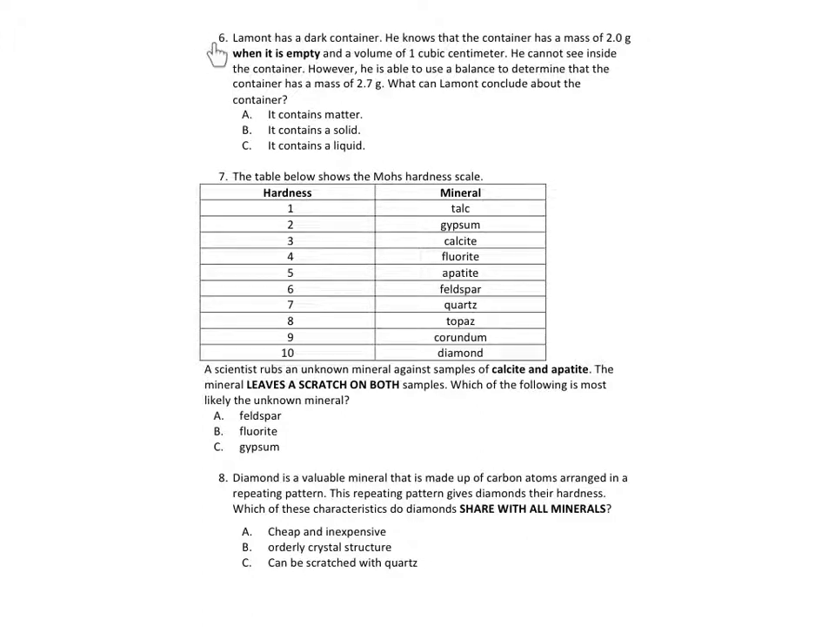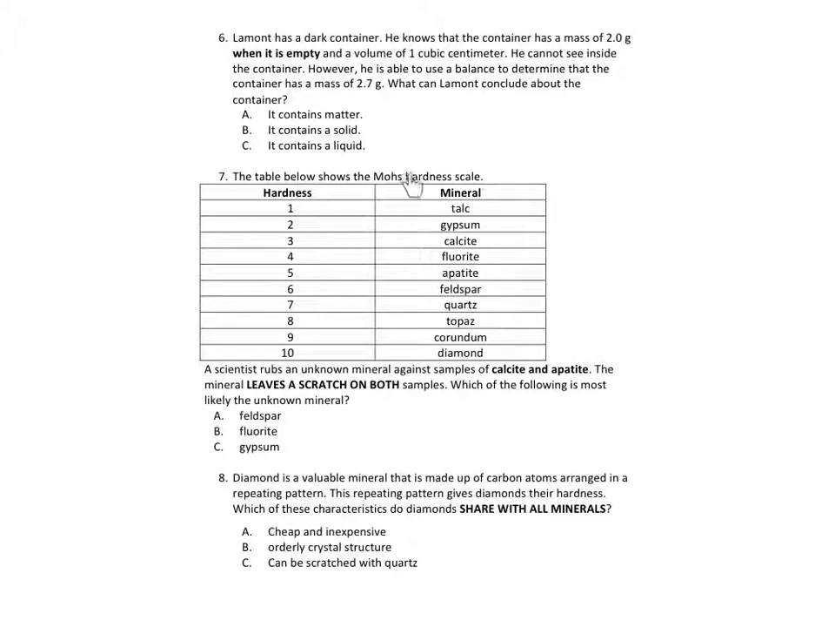Number 6. Lamont has a dark container. He knows that the container has a mass of 2 grams when it is empty and a volume of 1 cubic centimeter. He cannot see inside the container. However, he is able to use a balance to determine that the container now has a mass of 2.7 grams. What can Lamont conclude about the container? A. It contains matter. B. It contains a solid. C. It contains a liquid.